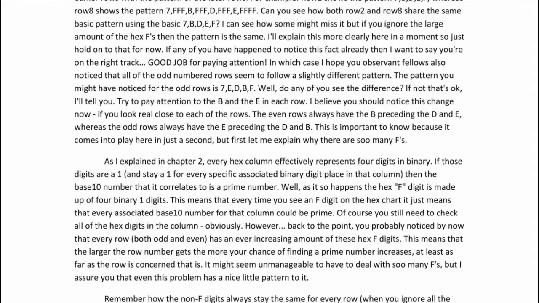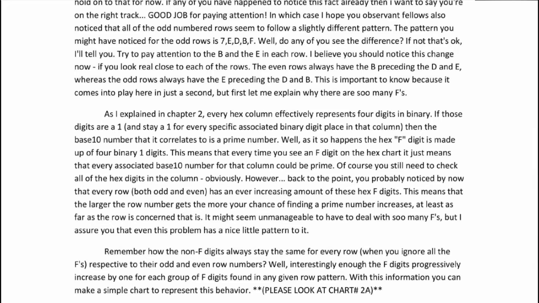If you look real close to each of the rows, the even rows always have the B preceding the D and E, whereas the odd rows always have the E preceding the D and B. This is important to note because it comes into play here in a second. First, let me explain why there are so many F's.